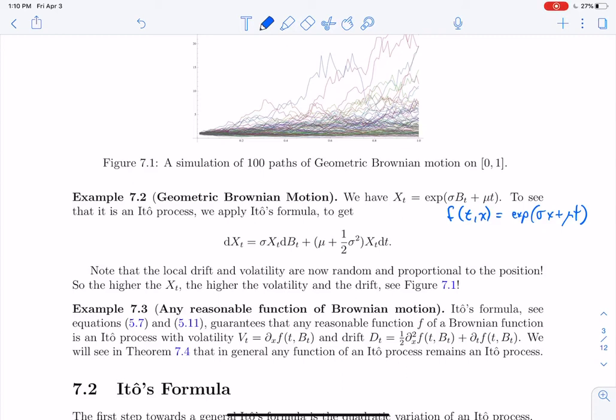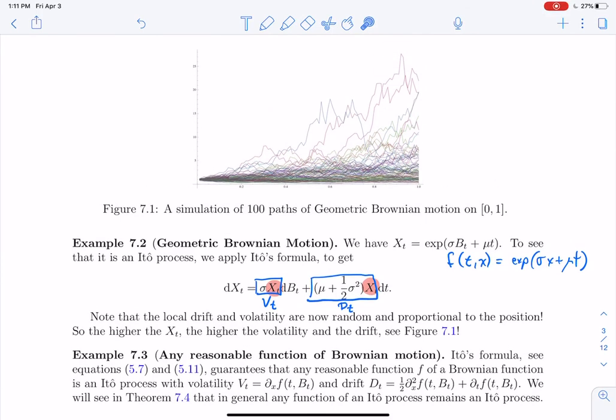Now, what's the volatility? It's this guy, sigma Xt, and the drift is this guy. The volatility is no longer a constant because it depends on Xt. So it's a function of the position. What this means is that the greater the position, the greater the fluctuation, because I multiply the Brownian increment. If this number is large, then the standard deviation of this whole thing is bigger. Same thing here: if Xt is big, then the trend is bigger.